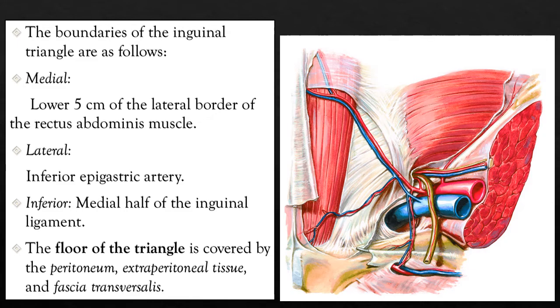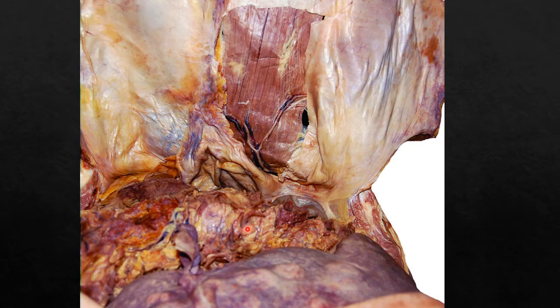Let us see from inside. In this picture you can identify we are observing from inside. We have separated the anterior abdominal wall muscles at the upper part and lifted it up, and we can identify from inside the rectus abdominis muscle fibers. Here you can identify the fascia transversalis, and below that the extraperitoneal connective tissue, which is lined by loose areolar tissue. These are the structures we can identify from the inside.